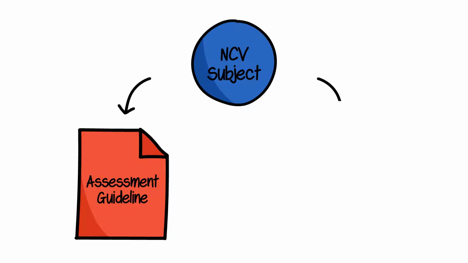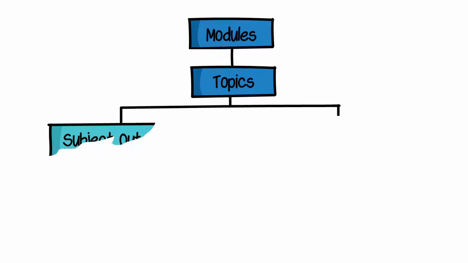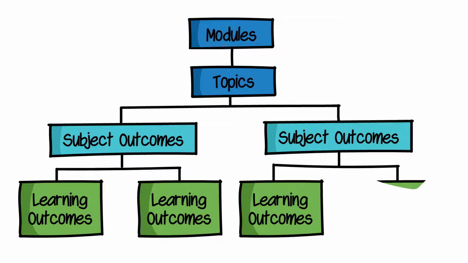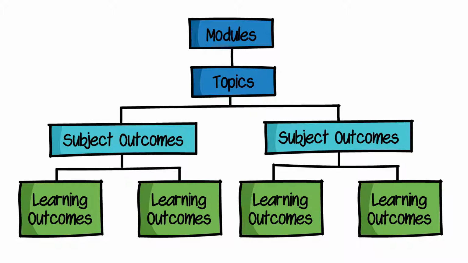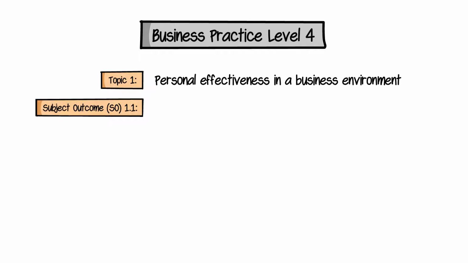Let's take an NCV subject as an example. Each subject has an assessment guideline and a subject guideline. Modules are referred to as topics. Topics are subdivided into subject outcomes, and subject outcomes are divided into learning outcomes. An example from Business Practice, Level 4. Topic 1. Personal Effectiveness in a Business Environment. Subject Outcome, SO, 1.1. Plan and Organize Work.